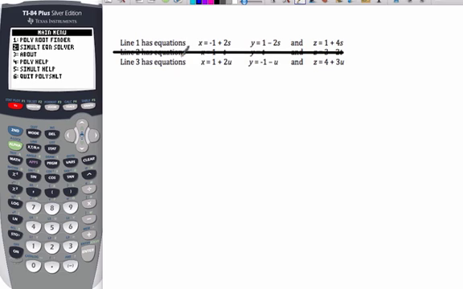To do so, what I'm going to do is set them equal to each other. Let me explain a little bit. If they're intersecting, there's one x, y, and z that's common between both of them. If they're not intersecting, there is no common x, y, and z. So we're going to assume that there is a common x, y, and z by setting the x's equal to each other, the y's equal to each other, and the z's equal to each other.